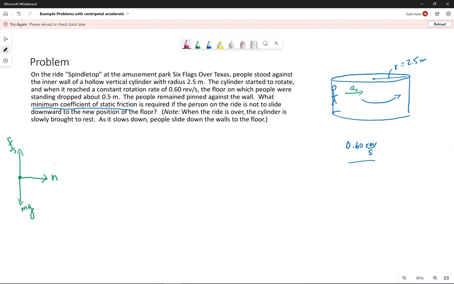The acceleration, I'm just going to draw near my free body diagram. So in my picture, it points to the right. According to my free body diagram, it is the normal force that is the net force in the radial direction. So it is the normal force that is actually causing this centripetal acceleration. The wall is in the way. The wall is not allowing the person's body to continue in a straight line.